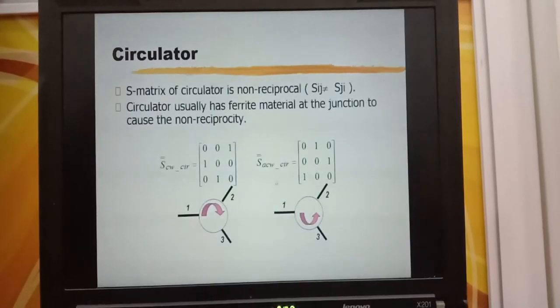For the case of an anti-clockwise circulator, the circulation of the signal will be in an anti-clockwise manner, meaning if a signal is input to port 1, it is circulated to port 3, and if a signal goes into port 3, it is circulated to port 2. And similarly, if the signal is input to port 2, it is circulated to port 1.